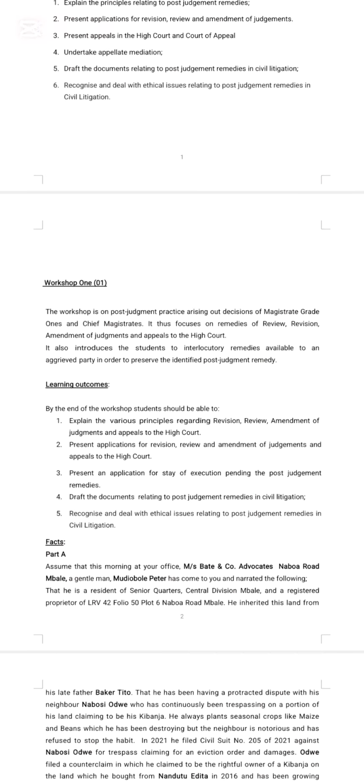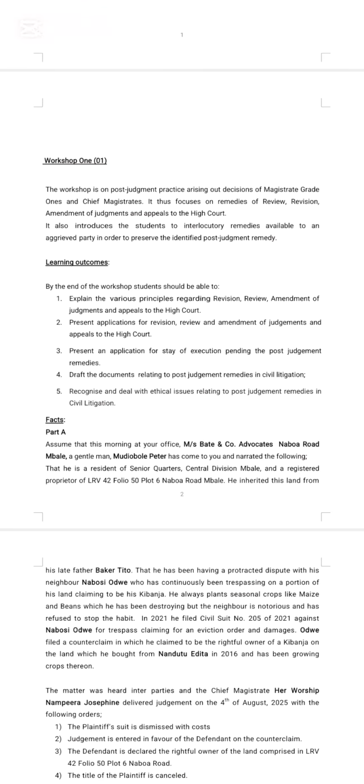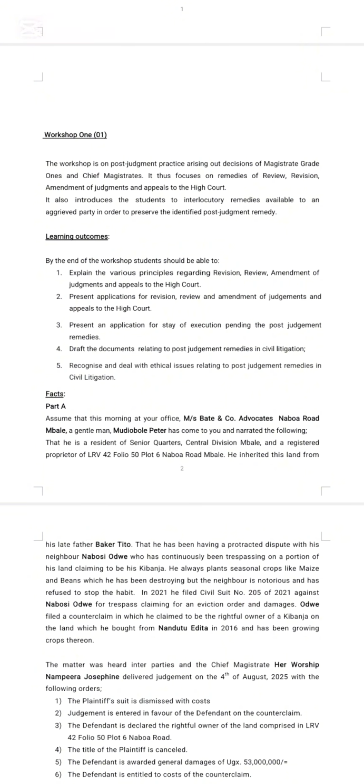So workshop 1 is on post-judgment practice arising out of decisions of Magistrates Grade 1 and Chief Magistrates. It first focuses on remedies of review, revision, amendment of judgments, and appeal to the High Court. So basically, a review is always on the same court. A review can arise in the same court. A revision is always the powers exercised by the High Court to revise the decisions of subordinate courts. Appeals, we understand appeals is a creature of statute.